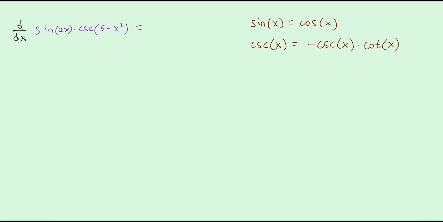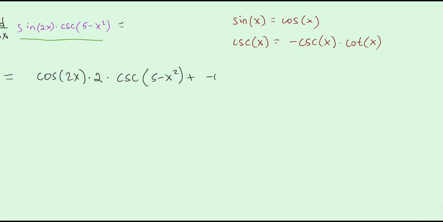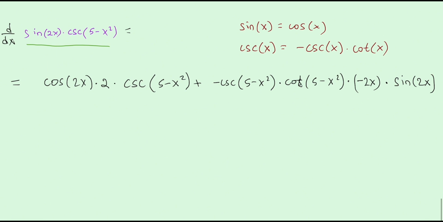Well, first let's notice that we have a product here, so we're going to use the product rule. First we're finding the derivative of the first function, sine of 2x, which is going to be cosine of 2x times the derivative of the inside function, which is 2, times the second function, which is cosecant of 5 minus x squared, plus the derivative of the second function, which is negative cosecant of 5 minus x squared, times cotangent of 5 minus x squared, times the derivative of the inside function, which is negative 2x, times the first function, which is sine of 2x, using the product rule. The rest is simplification.